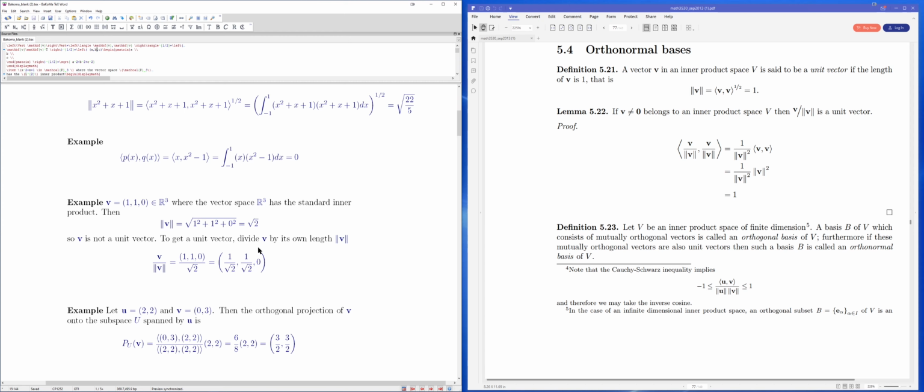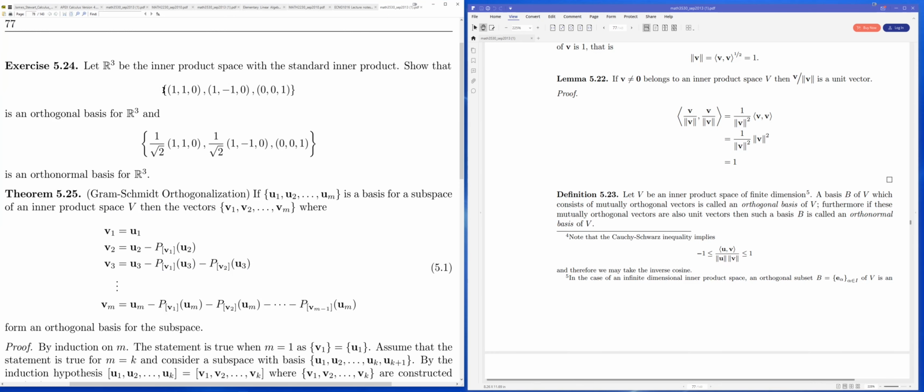And for this vector, you want to notice that the component 1 under root 2 is the same as the other 1 under root 2, which is the same thing as going along the same direction. So v divided by its own length is parallel to v, but the length of this one is equal to 1.